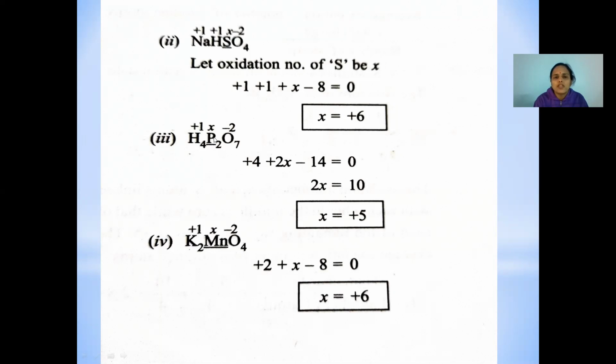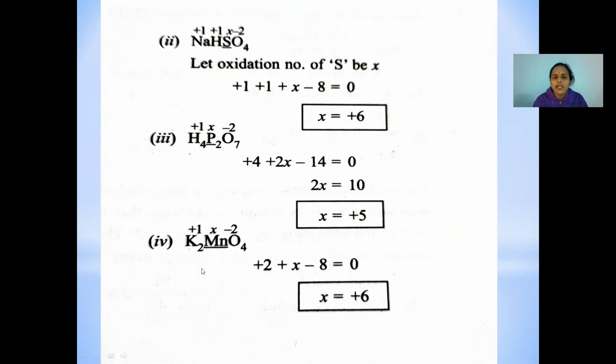And phosphorus, we assume that as x. Since 2 atoms of phosphorus are there, it is 2x. So 4 plus 2x minus 14 is equal to 0. 2x equals 10, x is equal to 5. So phosphorus is present here in plus 5 oxidation state.